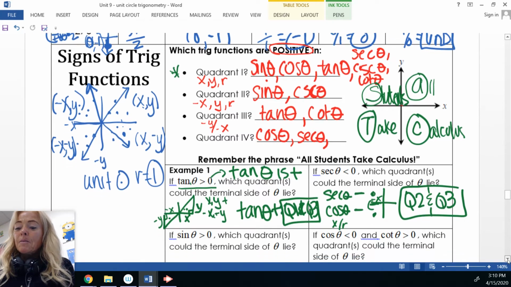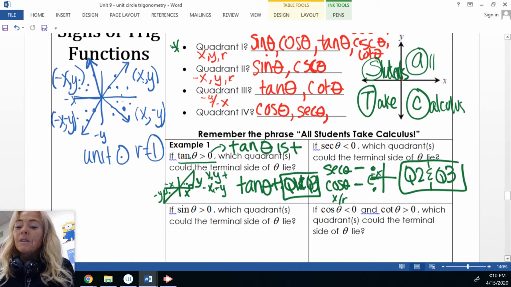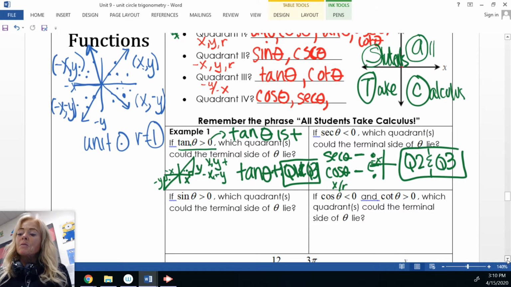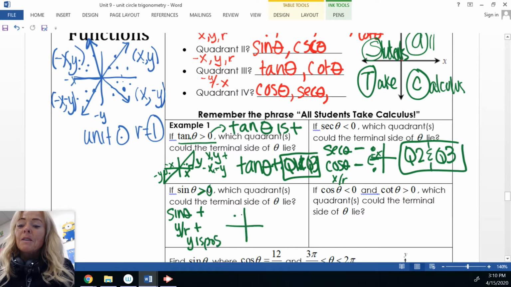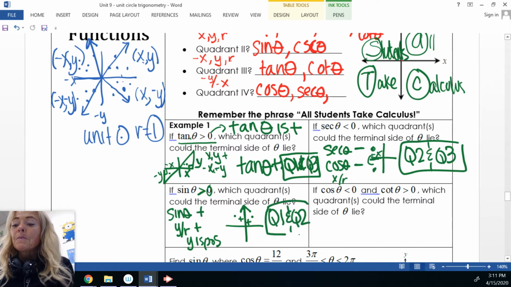Okay, next up, if sine theta is greater than 0, in which quadrants could the terminal side of theta lie? Sine theta greater than 0 is positive. That means y over r is positive, which means y is positive. And I know that y is positive when you go up. So it's positive in the first and second quadrants. So I say quadrant 1 and quadrant 2.